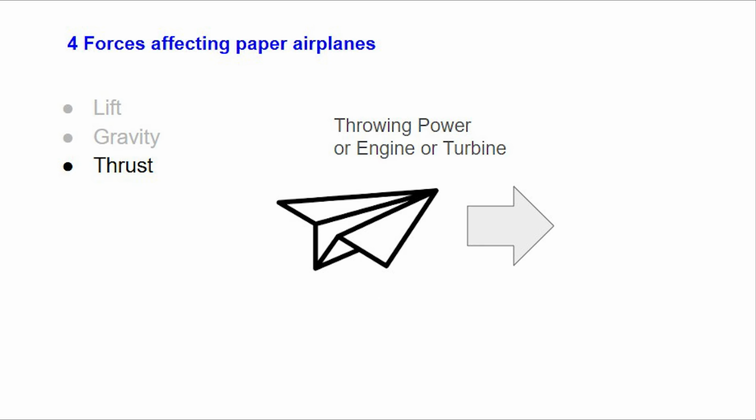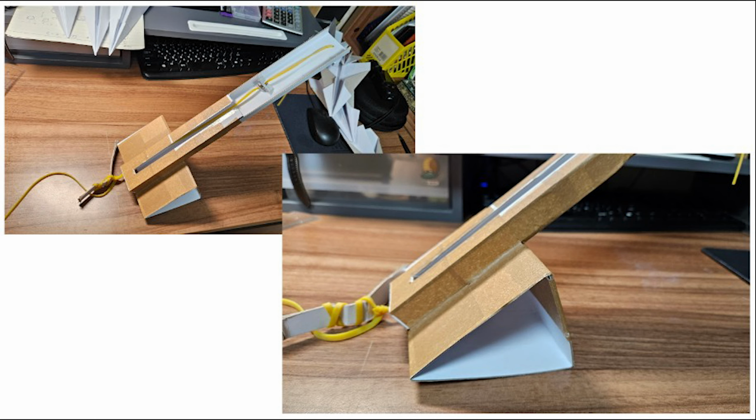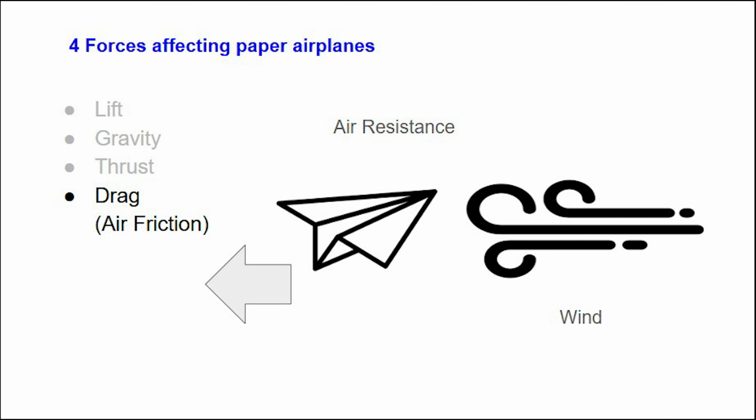Thrust is the force that pushes the plane forward. But we used the same amount of thrust every time with the launcher. Drag is the air resistance. The smaller the surface area of the plane, the less drag it has and the faster it flies.